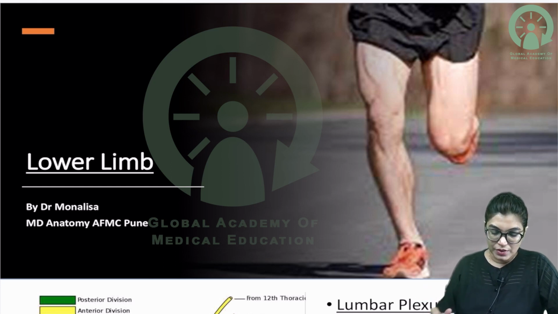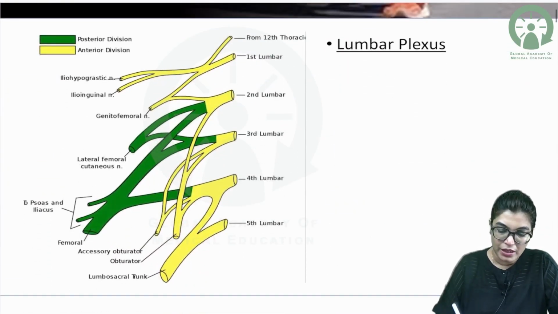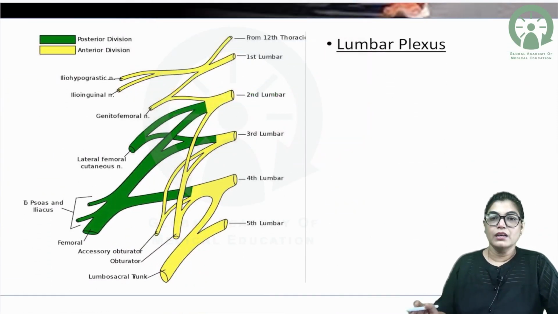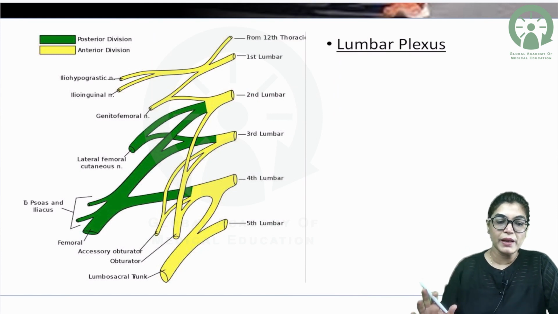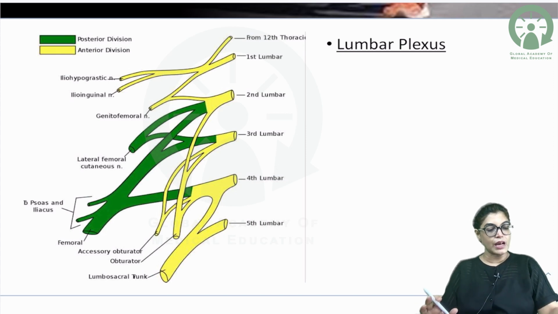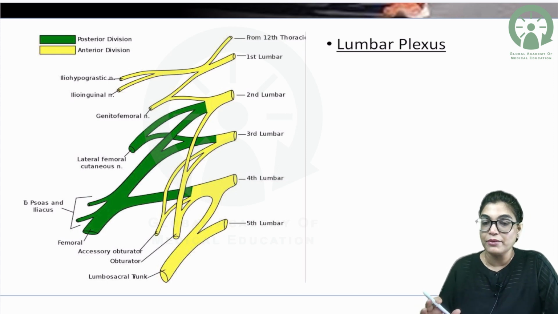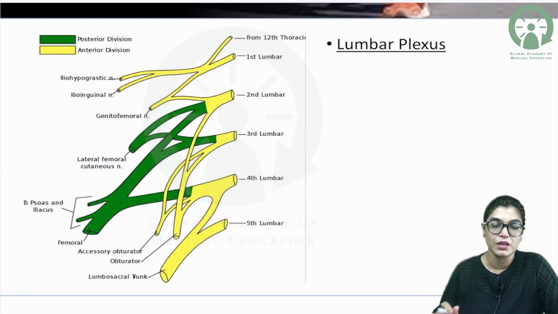So let's start with the first topic here, lumbar plexus. When I am talking about lumbar plexus, it's important for you to know how this plexus is formed and what are the important branches of lumbar plexus. Whenever I'm using the word plexus, what does that mean? It means a bunch of nerves, a group or bunch of structures. So here lumbar plexus means a bunch of nerves.